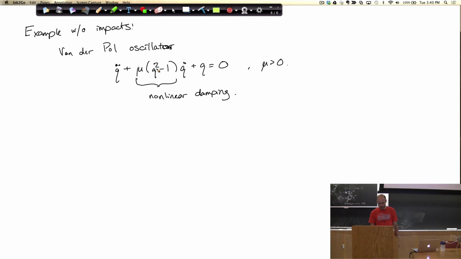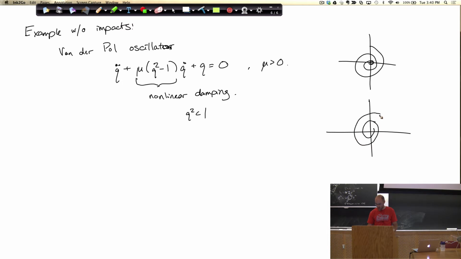In particular, when q squared is less than 1, then this is actually putting energy into the system, and when q squared is greater than 1, it's taking energy out of the system. My normal mass spring damper would just decay away to 0 with positive damping. This one's putting energy in at the low velocity, so it's going to spin out until it gets to the point where it starts taking energy out. It's going to find a balance and end up in a stable limit cycle that looks something like this.